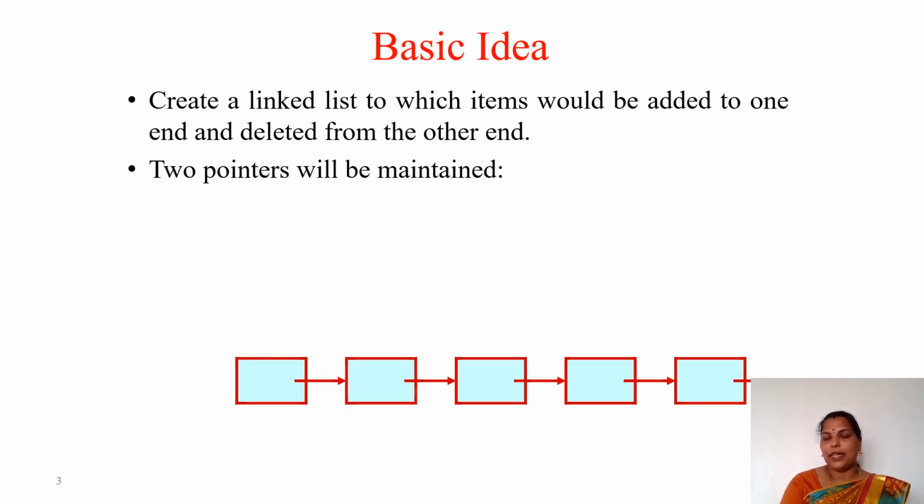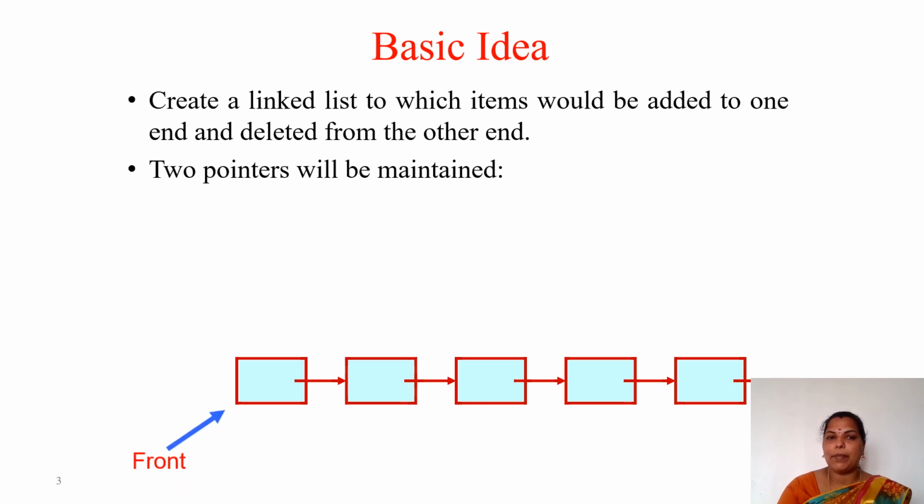So the basic idea behind implementing this queue data structure using a linked list is we have to create a linked list. For each and every element, if we want to insert, we have to create a node in the linked list. So we are creating a linked list to which items would be added at one end and deleted from the other end. We are all aware that in a queue data structure, we need to maintain 2 pointers. For insertion, we are inserting at the rear end, and for deletion, we are deleting at the front end. So we are creating a linked list in which items are added at one end and deleted from the other end. That way only we have to do.